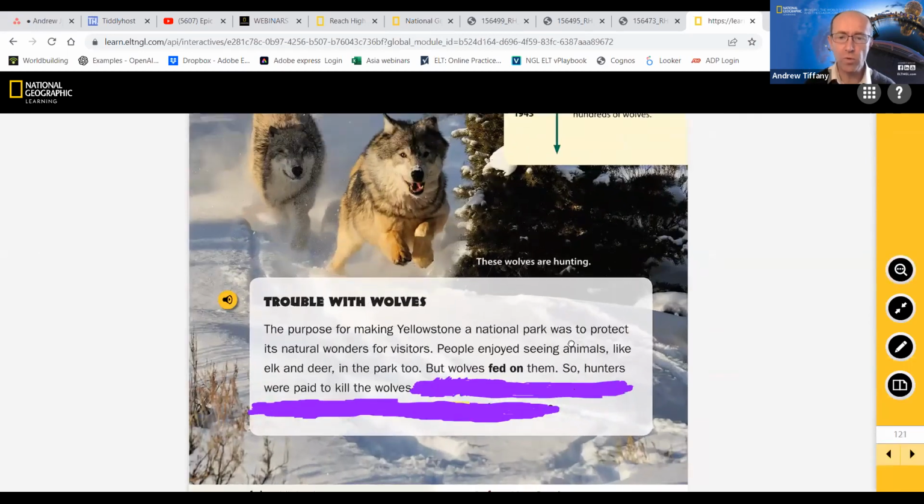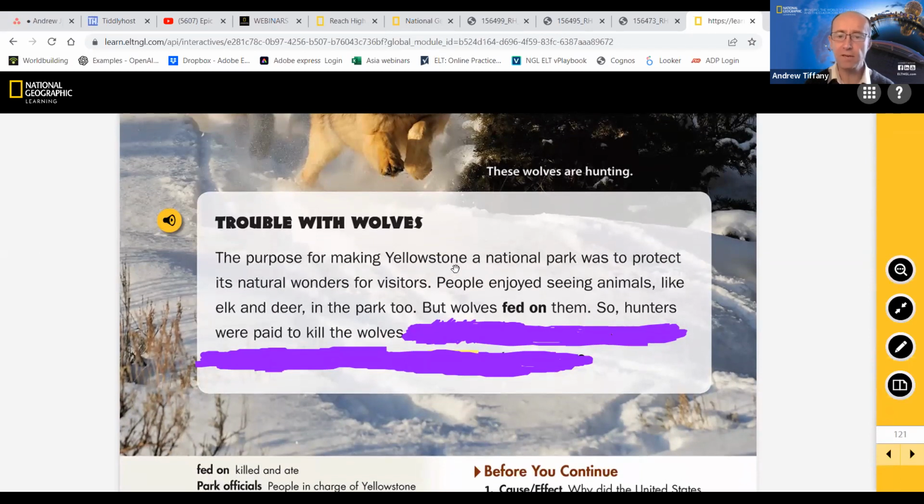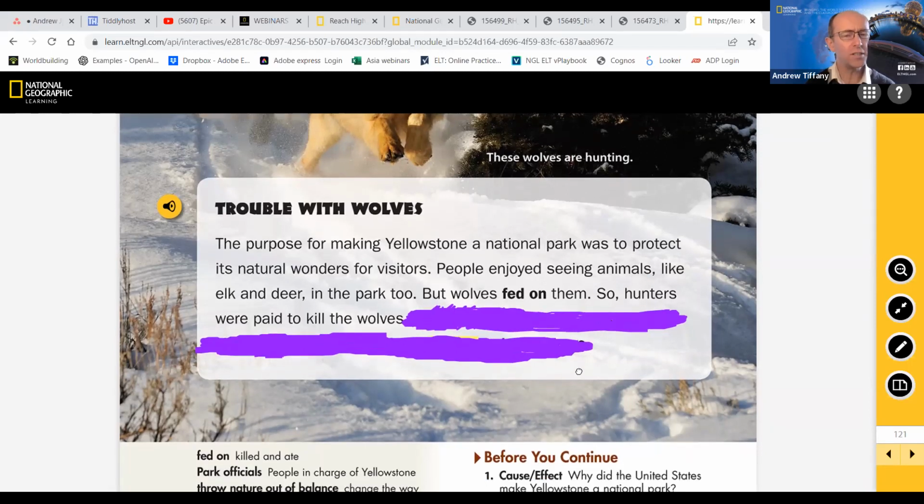Okay, trouble with wolves. So we've got some nice wolves here. They look pretty cute. The purpose of making Yellowstone a national park was to protect its natural wonders for visitors. People enjoyed seeing animals like elk and deer in the park too, but wolves fed on them. So hunters were paid to kill the wolves. What do you think happened then? The wolves fed on elk and deer, so hunters were paid to kill the wolves.